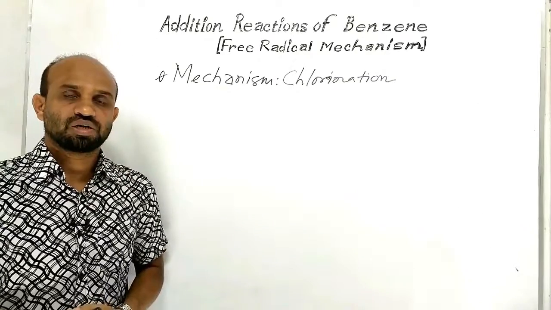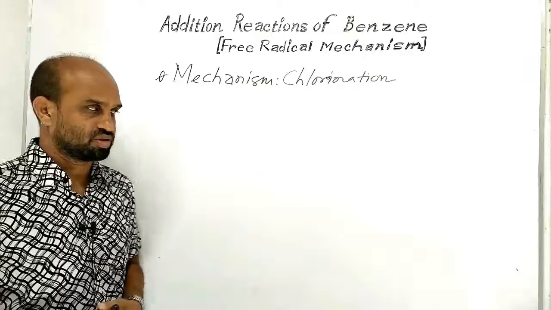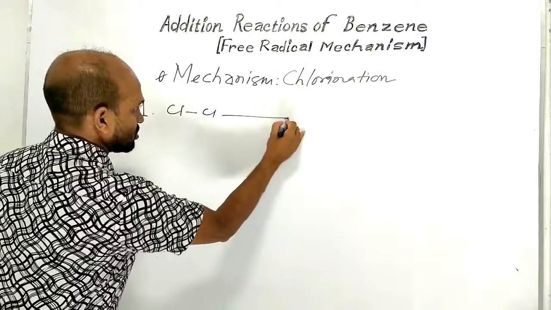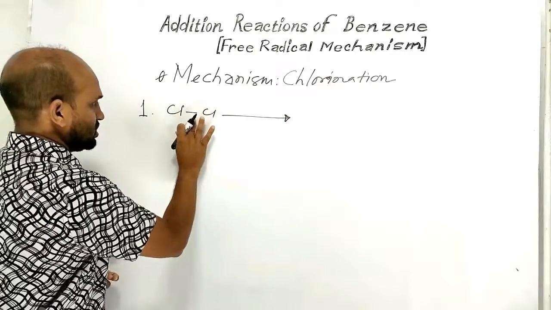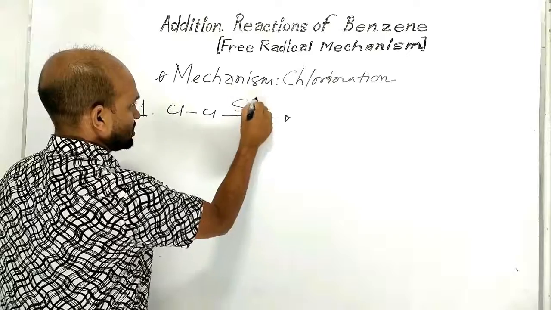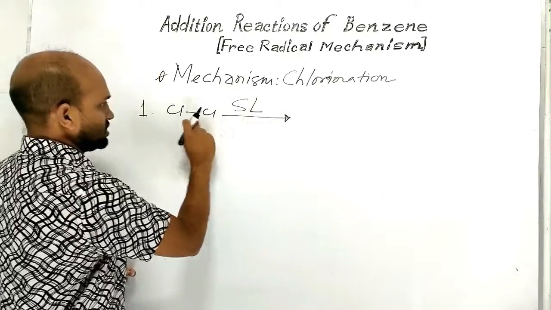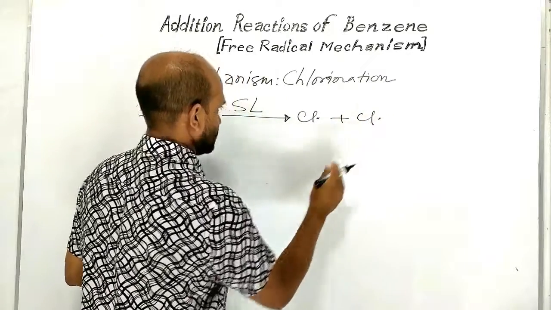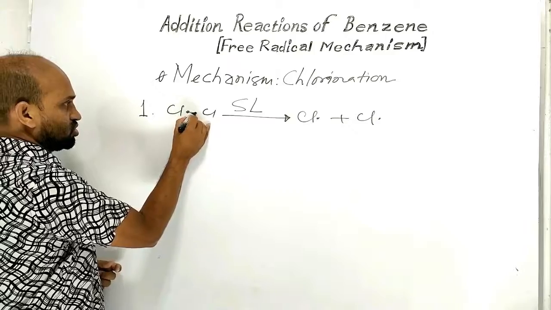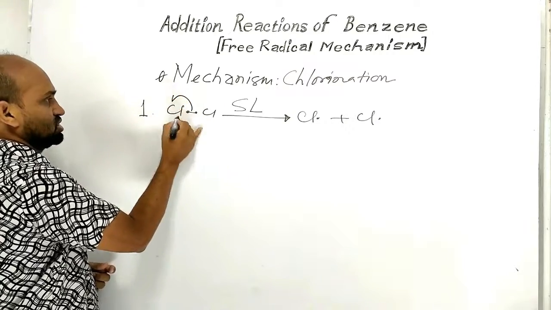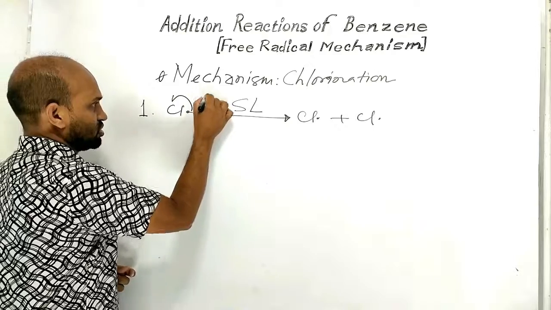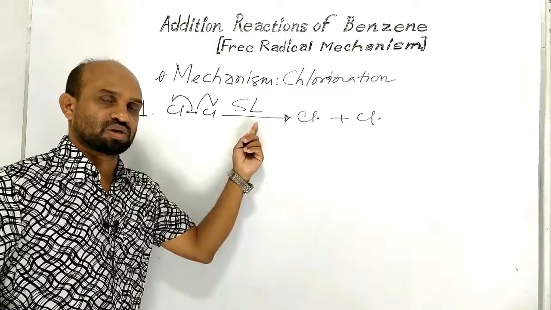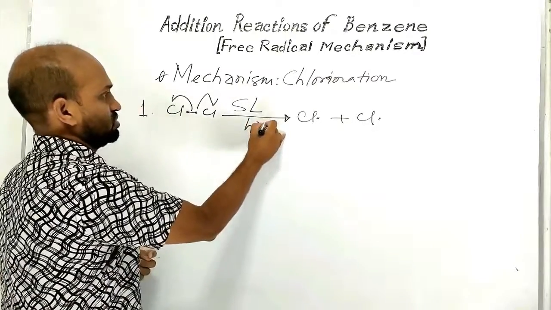Now mechanism of chlorination of benzene. Let's see. Step 1, chlorine undergoes homolytic fission when exposed to sunlight. On homolytic fission, chlorine free radicals are formed. One electron of this bond comes to this chlorine and another electron of this bond comes to this chlorine in presence of sunlight or h nu.